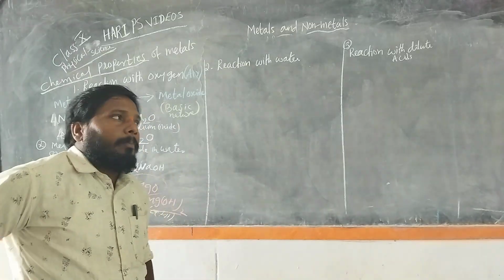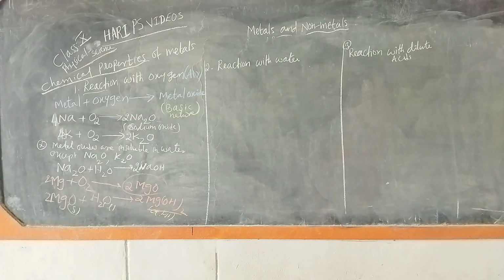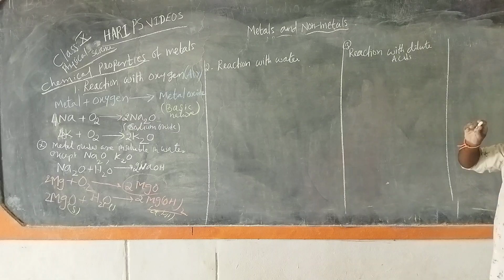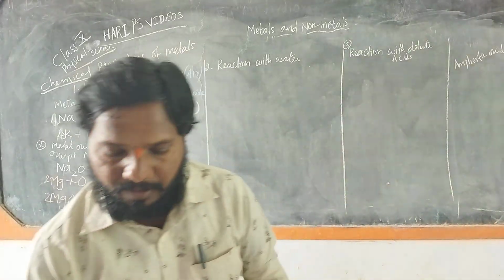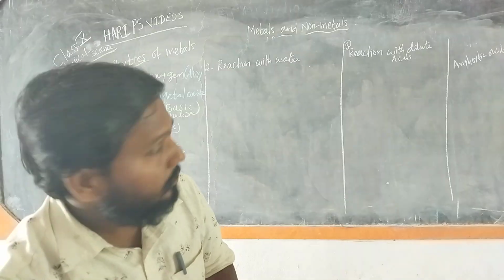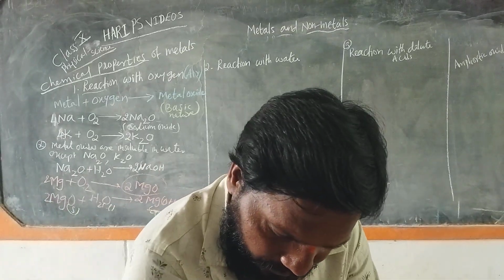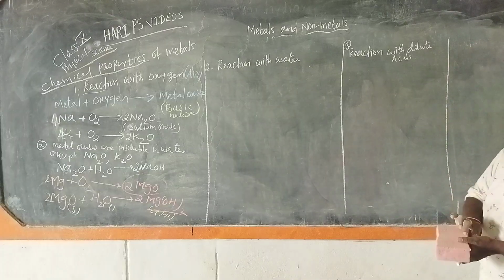Some of the metal oxides behave as acidic as well as basic in nature. They have some acidic nature and some basic nature. Those metal oxides are called amphoteric oxides, or amphoteric substances. Examples of amphoteric oxides.